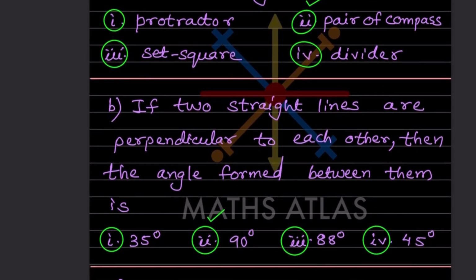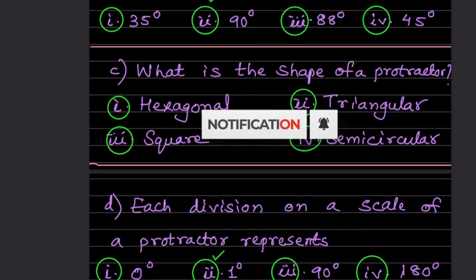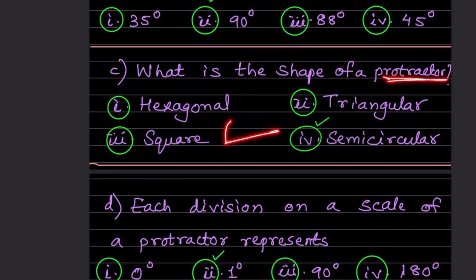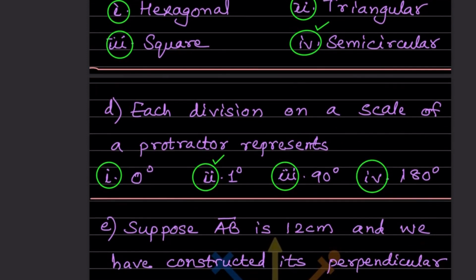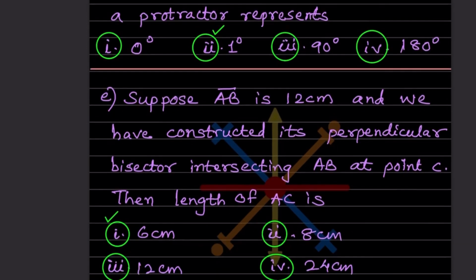If two straight lines are perpendicular to each other, then the angle formed between them, so now see, if we are taking these two straight lines, the angle formed between them will be 90 degree. What is the shape of a protractor? You know this is a protractor. So the shape is semicircular. Whenever this is a circle, half of it will be a semicircle. Each division on the scale of a protractor represents 1 degree.